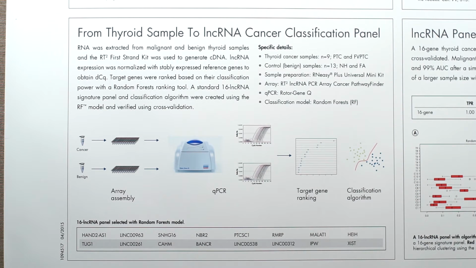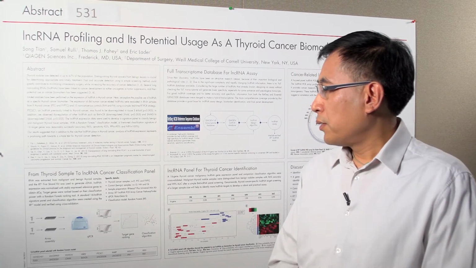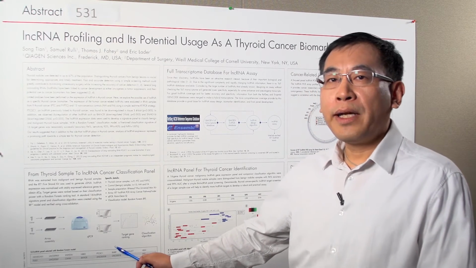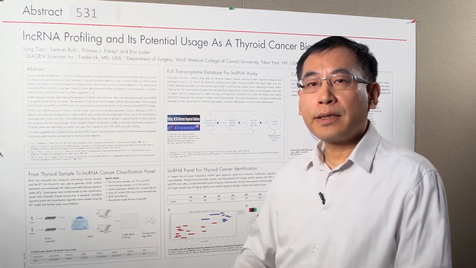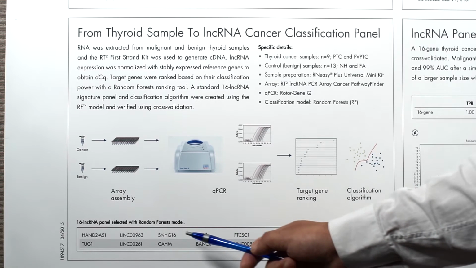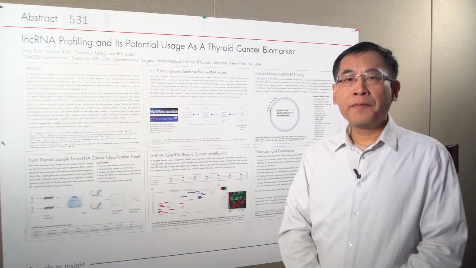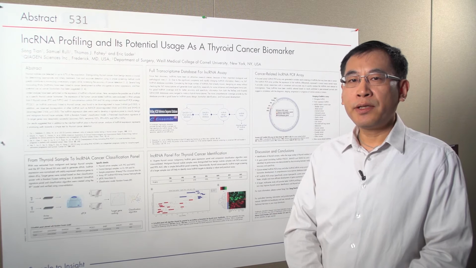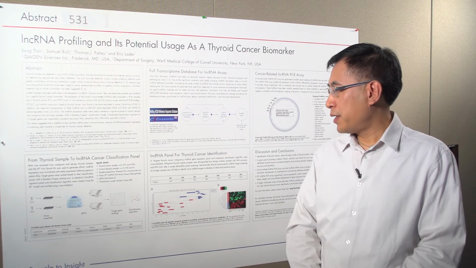By default, we generated a 16 lncRNA panel that includes PTCSC1, which is a lncRNA that has been linked to thyroid cancer, with a 3.4-fold change. It also includes BNCSR that has a 3-fold change and SNHG16 that has a 2-fold change. After we got this 16-gene panel, we wanted to know whether it has the potential to be used as a biomarker for the malignant thyroid nodule identification.